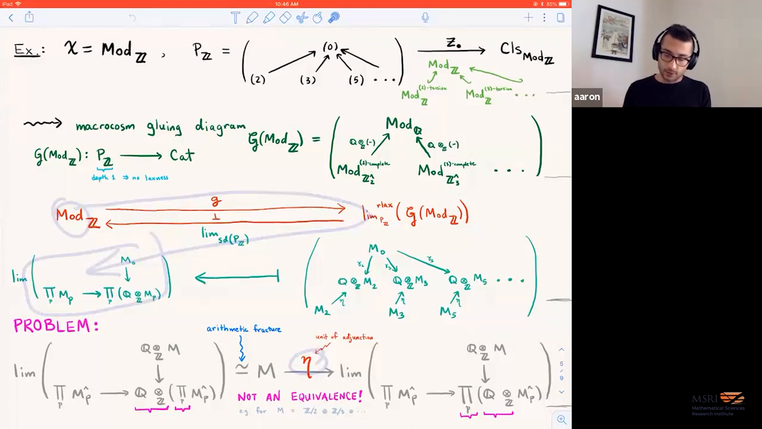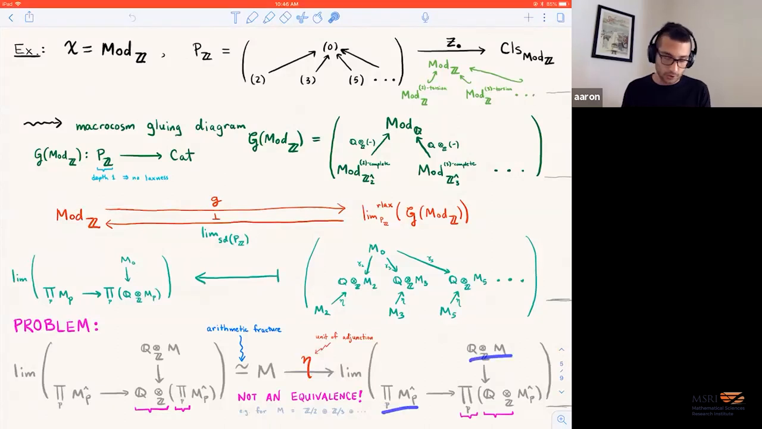So I start with M, I go forwards and I go back, and I end up with something like this. And if I do that to this object M, the difference is: the product of the P completions and the rationalization, those are the same, but then this term is different. There's this interchange. Here I rationalize each individually and then I take the product, whereas the correct thing, the thing that we wanted to recover arithmetic fracture, is that we first take the product of the P completions and then rationalize. So this is not generally an equivalence.